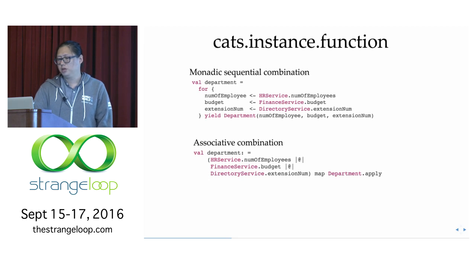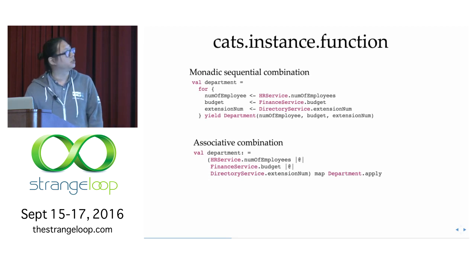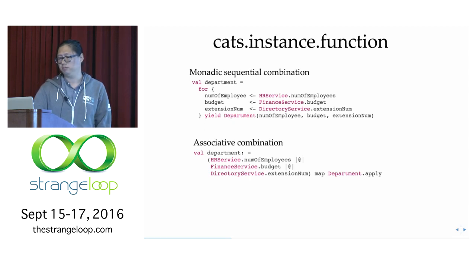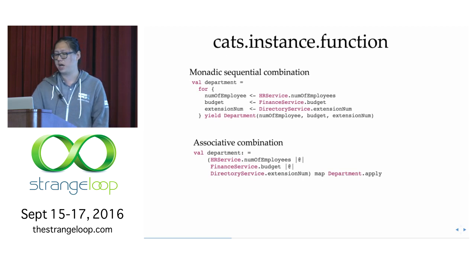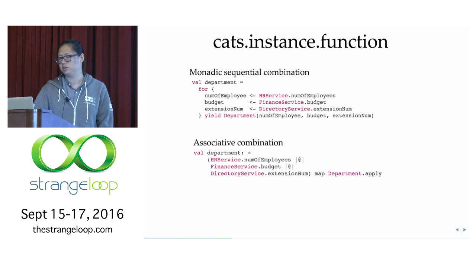So with Cats, the first thing that we can do is say, okay, a function actually is just a monad. Cats provides a monad instance for function, and an applicative instance for function as well, so that, as you can see, we can do monadic sequential combination. The first one is to say, okay, for all these functions, we just use a monadic for comprehension, and then we get the department out, and that's the function for getting a department. You don't have bound variables anymore.